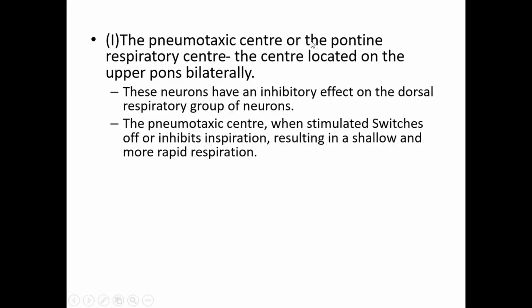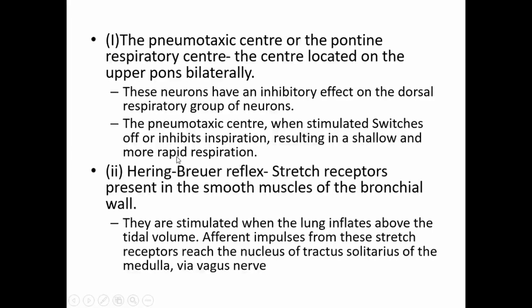Pneumotaxic center or pontine respiratory center. The center is located in the upper pons bilaterally. These neurons have an inhibitory effect on the dorsal respiratory group. The pneumotaxic center will switch off or inhibit inspiration, resulting in shallow and more rapid respiration.